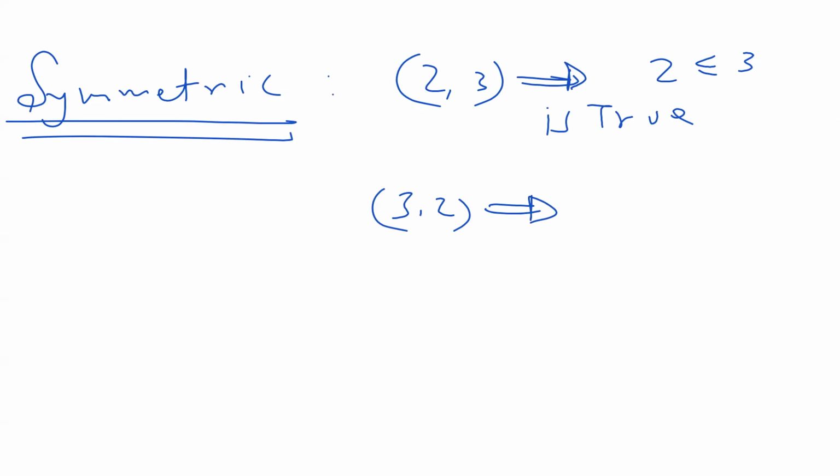So now reverse it. 2 comma 3, 2 less than or equal to 3 is true. So is the reverse true? 3 less than or equal to 2 is false. Even if one example fails, the entire type fails. So it is not symmetric.